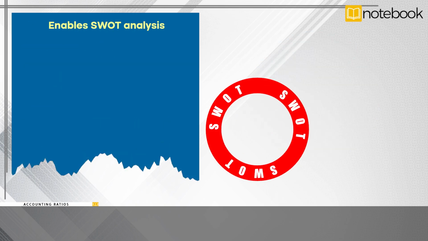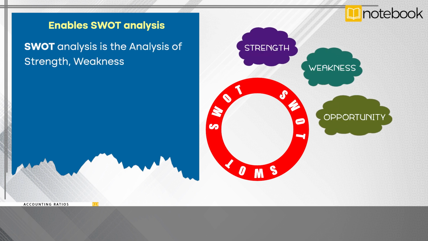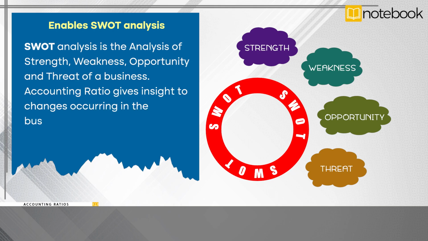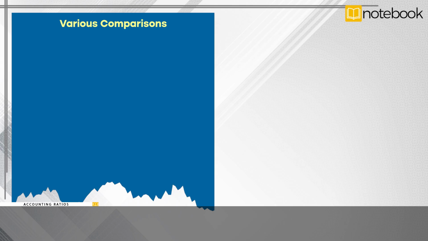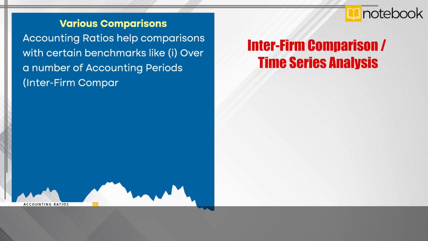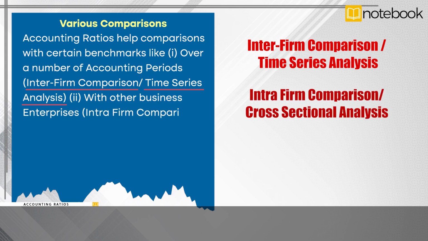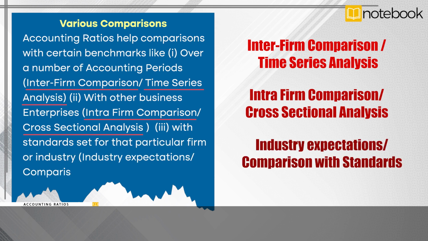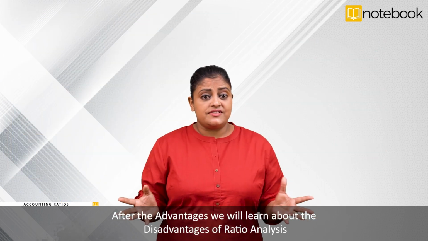Enables SWOT analysis, which is the analysis of strength, weakness, opportunity, and threat of a business. Accounting ratio gives insight to changes occurring in the business, which provides the inputs for SWOT analysis. Various comparisons. Accounting ratios help comparisons with certain benchmarks like over a number of accounting periods, inter-firm comparison, time series analysis with other business enterprises, intra-firm comparison, cross-sectional analysis with standards set for that particular firm or industry, industry expectations, comparison with standards.